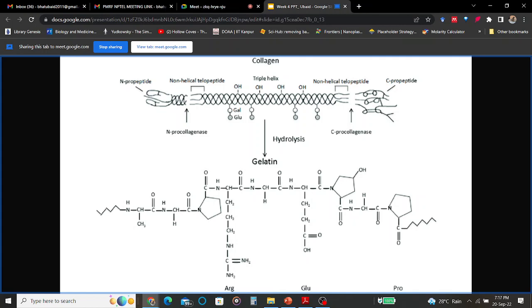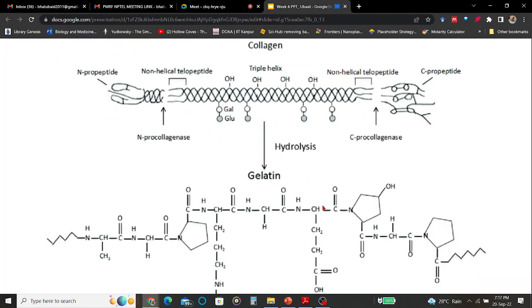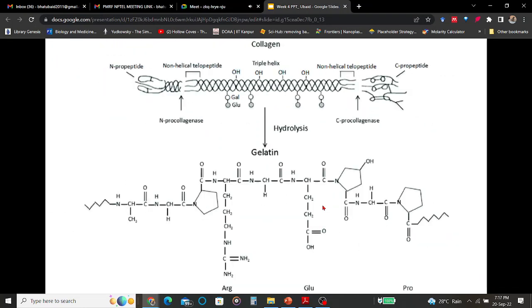And this gelatin has a very important place in tissue engineering and 3D printing. A lot of scaffolds have been made using gelatin as a scaffold or extracellular matrix. They are used as a scaffold for tissue engineering. Gelatin also has the property that it gels on cooling, it forms a gel. So it is widely used in tissue engineering applications.